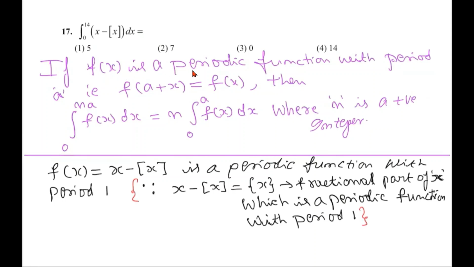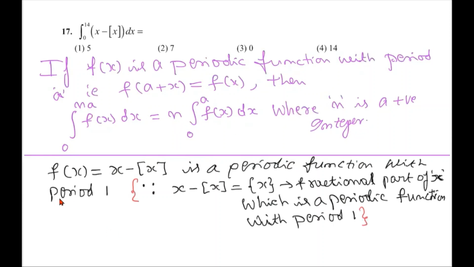If f of x is a periodic function with period a, meaning f of a plus x will be f of x, then integral 0 to n times a of f of x dx is n times integral 0 to a of f of x dx, where f of x is a periodic function with the period a. Here n must be a positive integer.